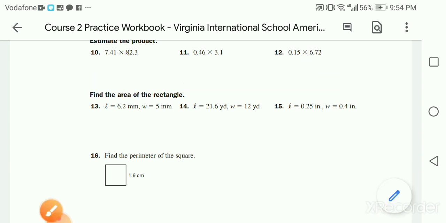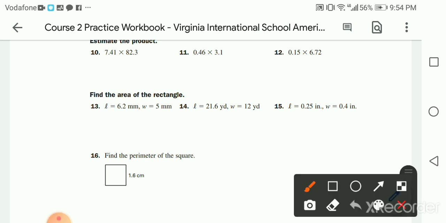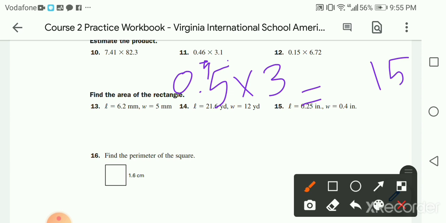Another example, this one, 0.46. The 6 gives 1 to the 4, so it will be 0.5 times 3.1. 3.1 will be only 3, because the 1 will not give 3 anything. So 5 times 3 is 15, and I have just one decimal place, so I put the decimal point: 1.5.